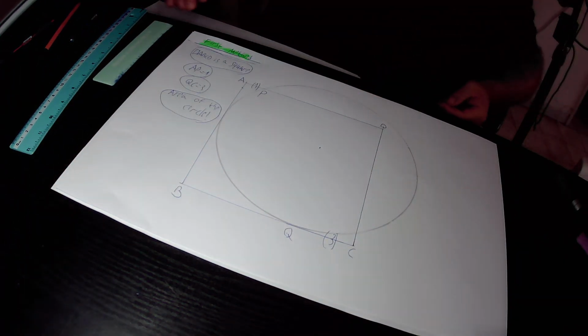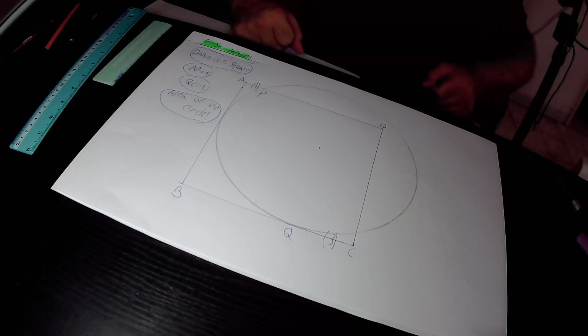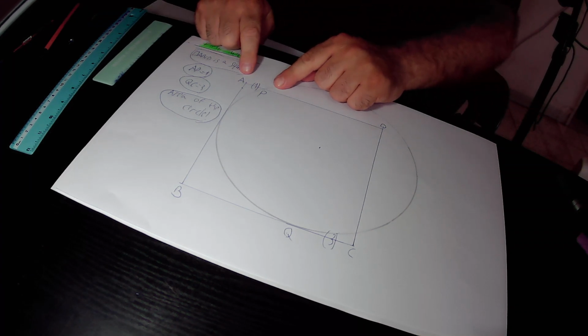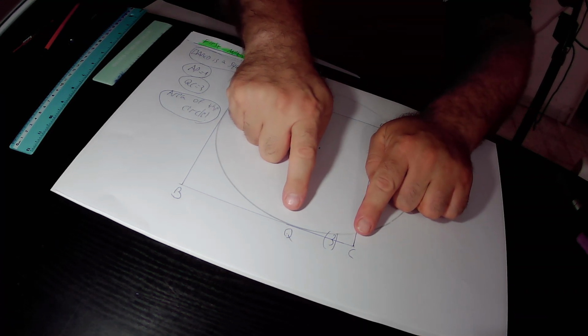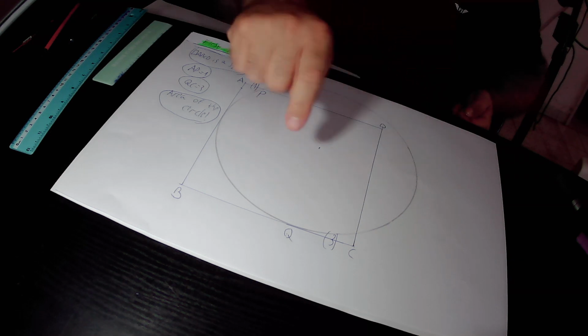Hello, in this lecture we'll find out the area of a circle using two different methods. In the drawing we have a circle and also a square ABCD. Line segment AP equals 1 unit in length, and line segment QC equals 3 units. Again, our mission is to find the area of this circle.